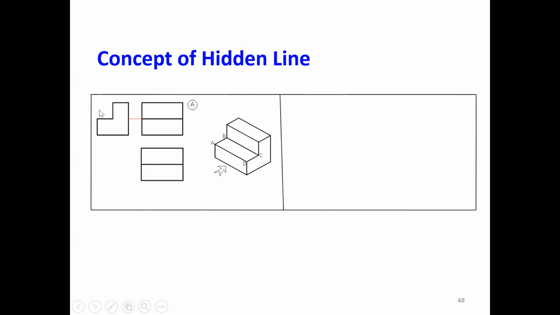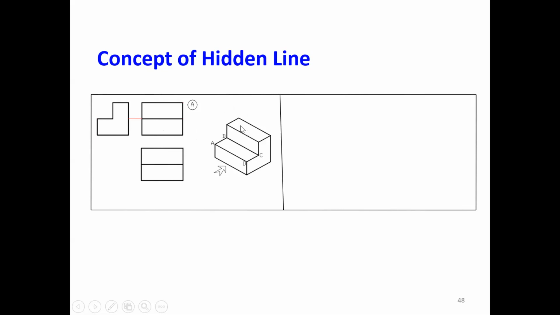So once you change the position, if it is looking from this side as a front view, then the side view would be on this side. Okay, I will let you know another example. But before that, we are understanding here the concept of hidden line. Okay, so this is the orthographic view. When you look from the front, you will get one rectangle here, 1, 2.